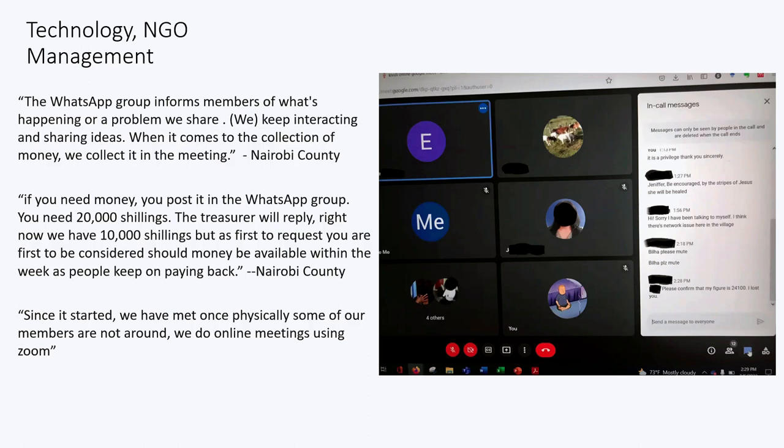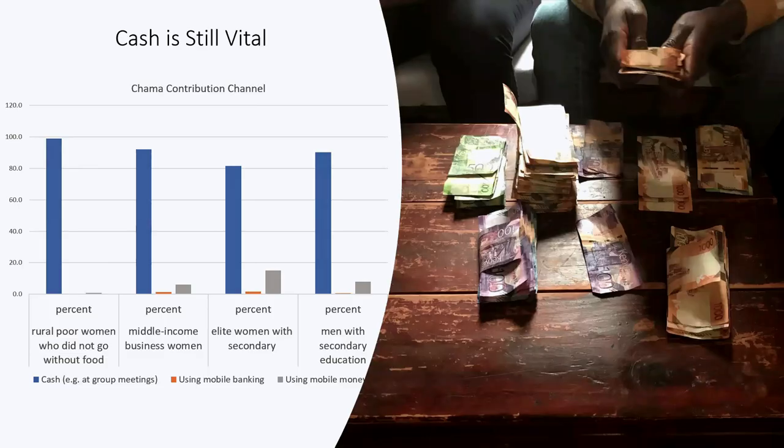Now, this particular group also meets in person, but since they started meeting through Google Meet during the pandemic, they've kept it up every once in a while because they have busy schedules. So technology and NGO management are giving these groups new ways of organizing themselves.